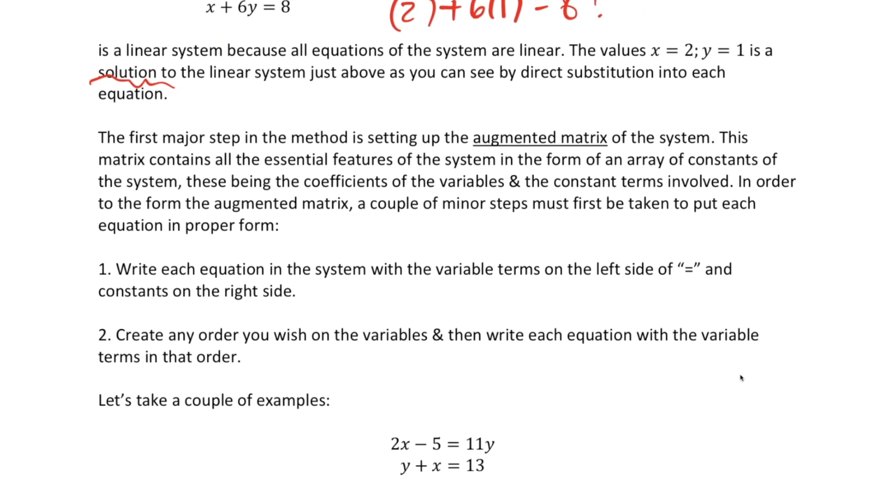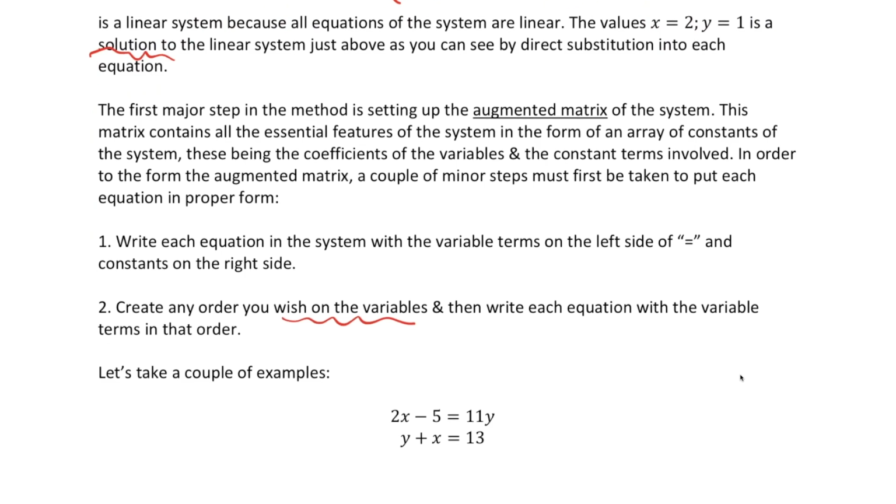First thing, you want to write each equation in the system with the variable terms on the left-hand side of the equal sign and the constant terms on the right-hand side. And creating any order you wish on the variables, often we'll just use alphabetical order or subscripted variables in their natural order, and then write each equation with the variable terms in that order. Let's take a couple examples here.